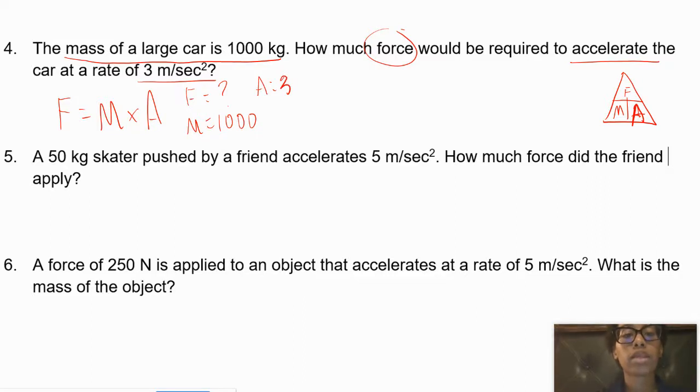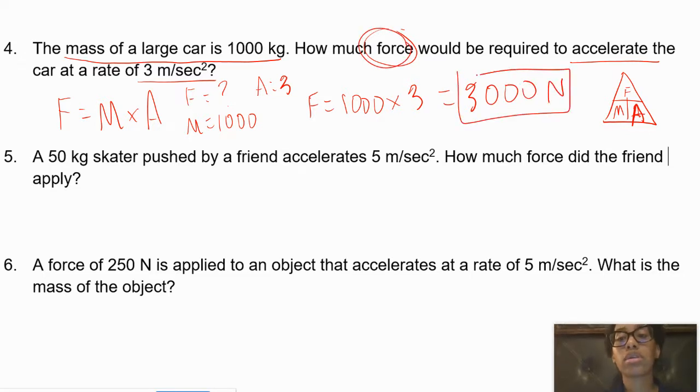Okay, so my formula is F equals 1,000 times 3. Okay, and 1,000 times 3 is simply 3,000, and I'm looking for force, so I know that that is in newtons.